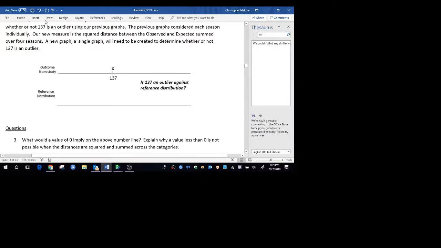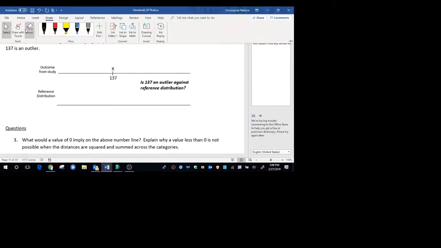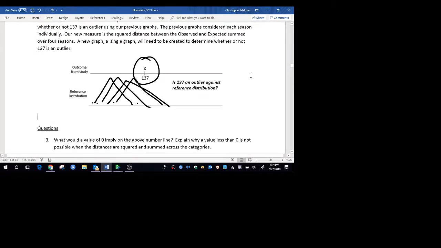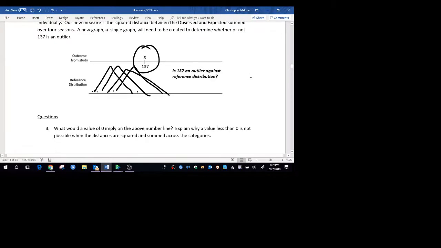I don't really know what my pyramid looks like yet, right? If my pyramid has this type of pattern here, then 137 is not going to be an outlier. Or if my pyramid is down here, then 137 is going to be an outlier. I need to figure out where this reference distribution sits in order to figure out whether or not 137 is indeed an outlier. So that's what we're going to do next, is figure out how to get that reference distribution.